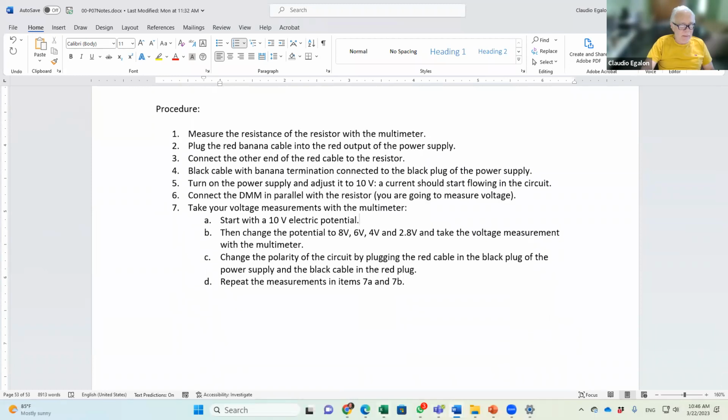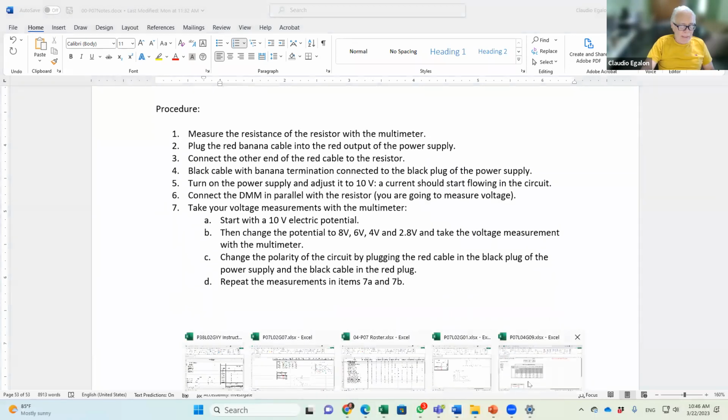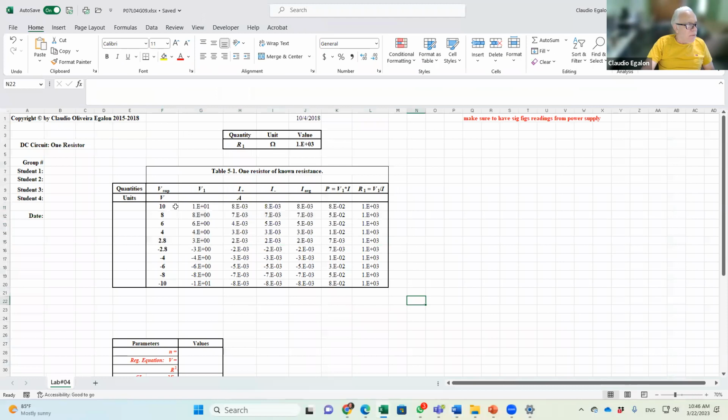That's what we did, and that's what we get right here. So that's what we did so far. Power supply voltage, that's displayed there on the screen of the power supply, and voltage measured by the multimeter. All those values are very close to the values of the power supply. They don't have to be necessarily equal.